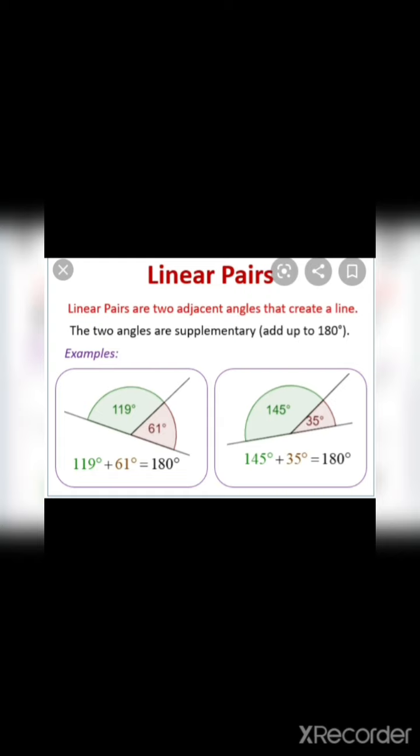Another important pair of angles, linear pair. A linear pair is two adjacent angles that create a line. The two angles are supplementary. Here in this figure, 119 and 61 form a linear pair, and when both angles are added we get 180 degrees. Those two angles are supplementary, and the name of that pair is linear pair. Similarly, in the next figure you can see here, 145 and 35, together 180 degrees, supplementary angles, and also a linear pair.